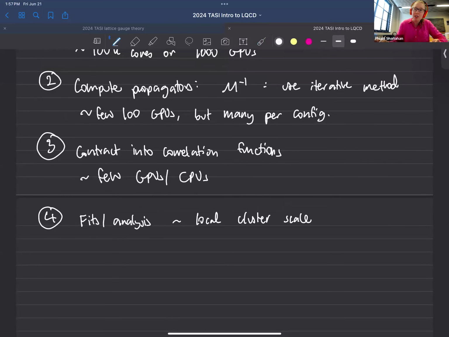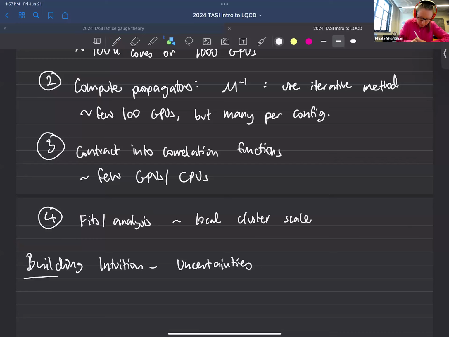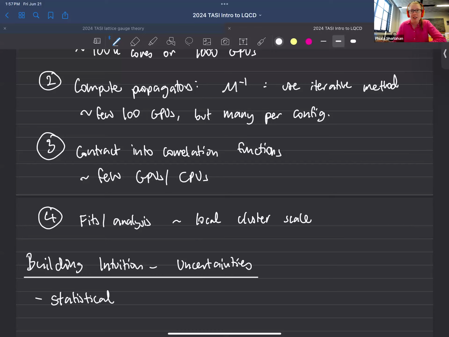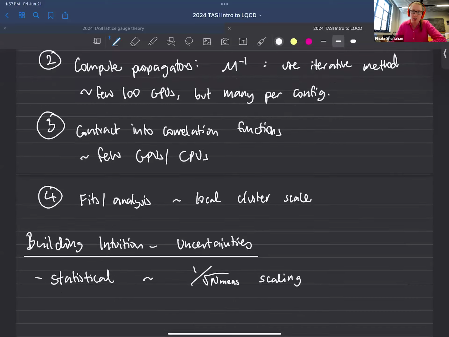So on this theme of building some intuition, let's talk about uncertainties. Okay, so the different uncertainties that come in to this calculation are, of course, statistical to start with. And in some sense, that's straightforward to reduce. You have 1 over the square root of the number of measurements scaling. So as you take more and more samples of your gauge field configurations, you compute more and more propagators on those samples, take more and more measurements, you can reduce the statistical uncertainties accordingly.